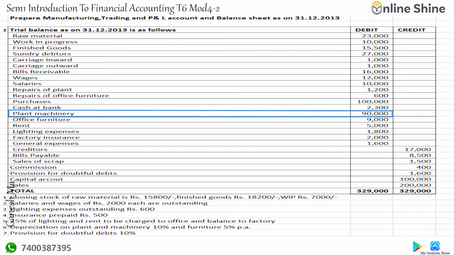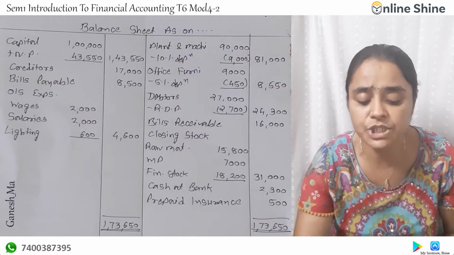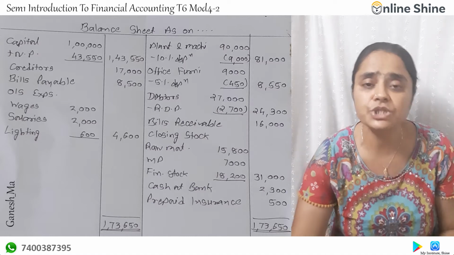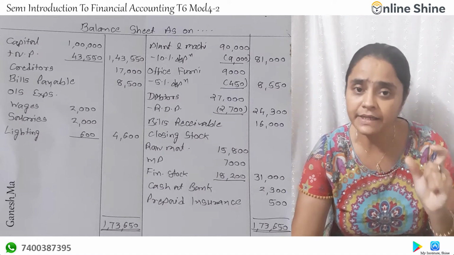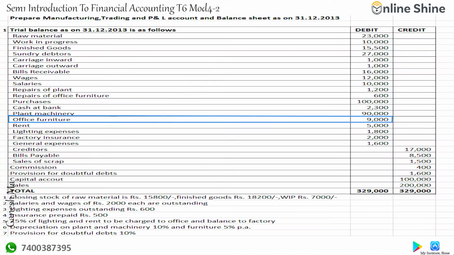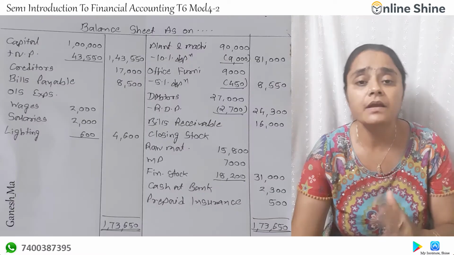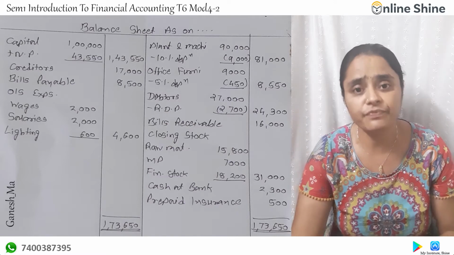Next one is plant and machinery, that is your fixed assets. So that will come as the first item in your balance sheet, plant and machinery. There is a depreciation on it, so it will come in your inner column 90,000. The next one is office furniture, that is rupees 5,000. Again, it will come in your balance sheet, rupees 5,000.